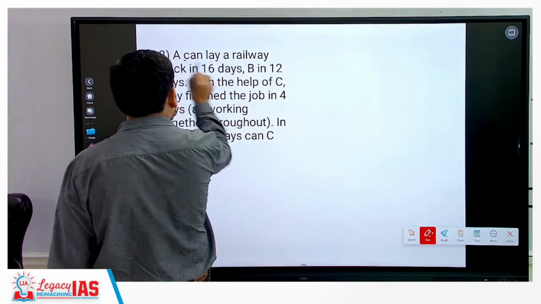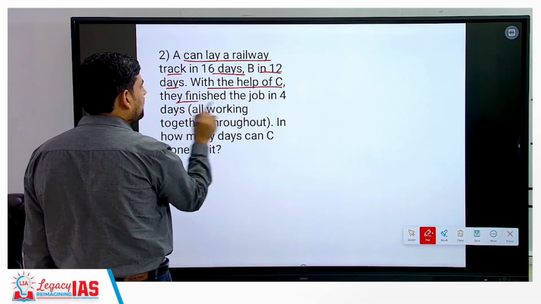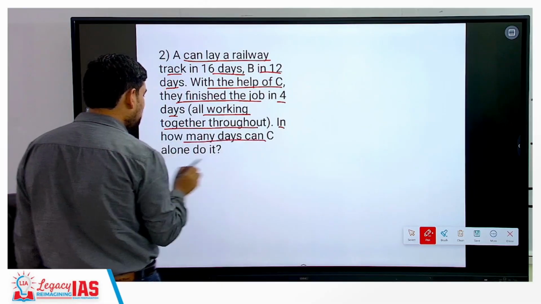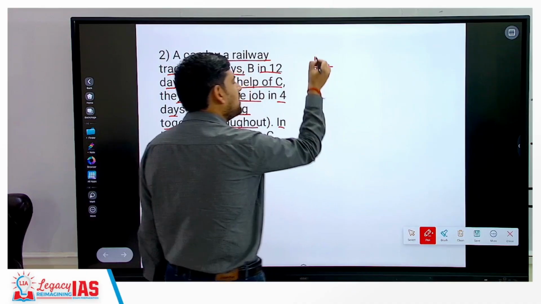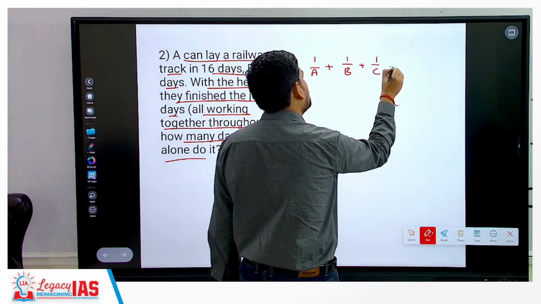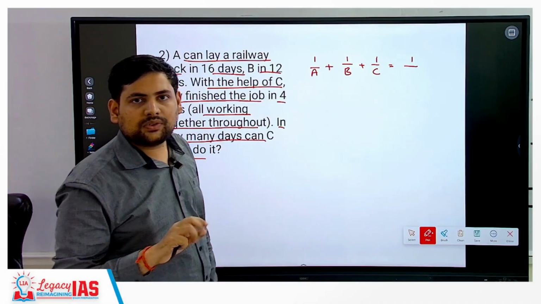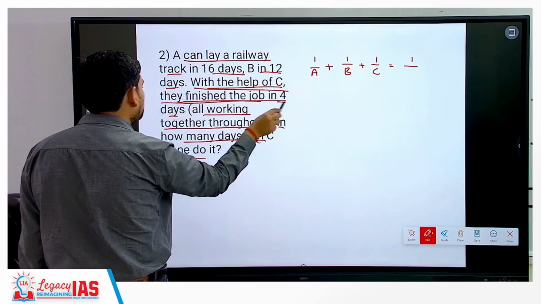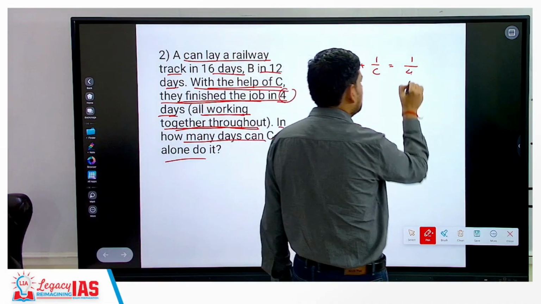A can lay a railway track in 16 days, B in 12 days. With the help of C, they can finish the job in 4 days. All are working together throughout. In how many days can C alone do it? Correct? So if all three of them are working together, then 1 by the time taken by A plus 1 by the time taken by B plus 1 by the time taken by C is equal to whatever time is given for all three of them when they work together. With the help of C, they finished the job in 4 days, all working together throughout. So in 4 days they completed it entirely. So 1 by 4.